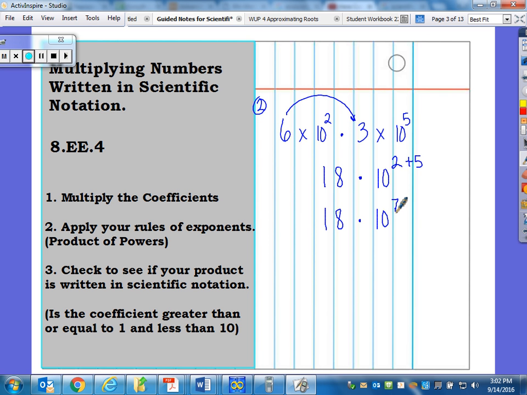Our third step says to check and see if our product is written in scientific notation. We do this by checking to see if the coefficient is greater than or equal to 1 and less than 10. In this example, 18 does not lie between 1 and 10. We must rewrite to create a number between 1 and 10. We will move the decimal back one place to create 1.8.